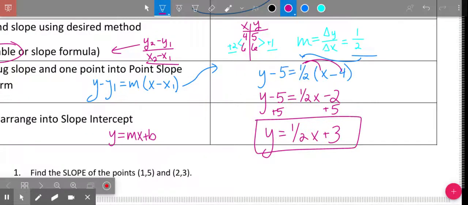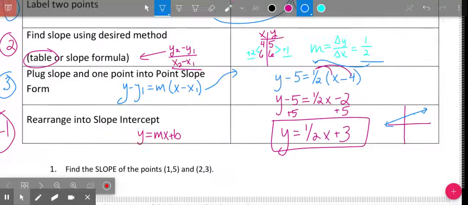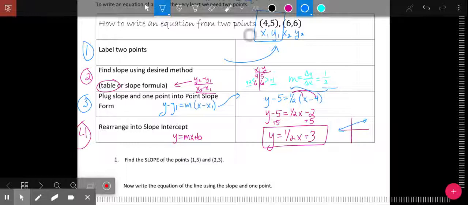If I were to graph this, we start at 3. My slope is a positive 1/2, so I go up 1 and over 2. It's going to look about like this. And if I were to graph this on an actual grid, you would be able to find the points 4, 5 and 6, 6 on this graph. So that's a quick way to check your work. Graph it, make sure your 2 points are on that line.